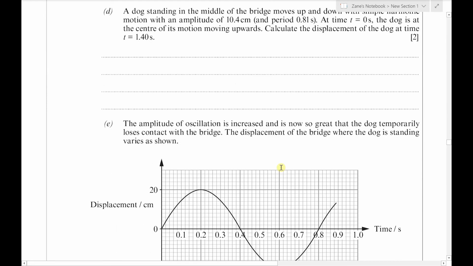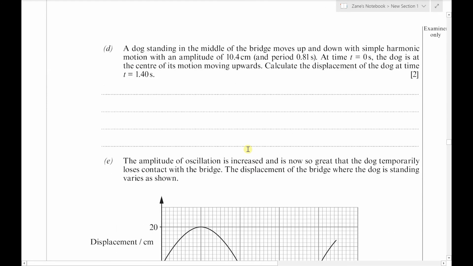For part D, a dog standing in the middle of the bridge moves up and down with simple harmonic motion with an amplitude of 10.4 centimeters and a period of 0.81 seconds. At time t equals 0, the dog is at the center of its motion moving upwards, and we've got to calculate the displacement of the dog at t equals 1.40 seconds. In the data book, we have the equation x equals a cos of omega t plus epsilon. But we rarely use that in full.